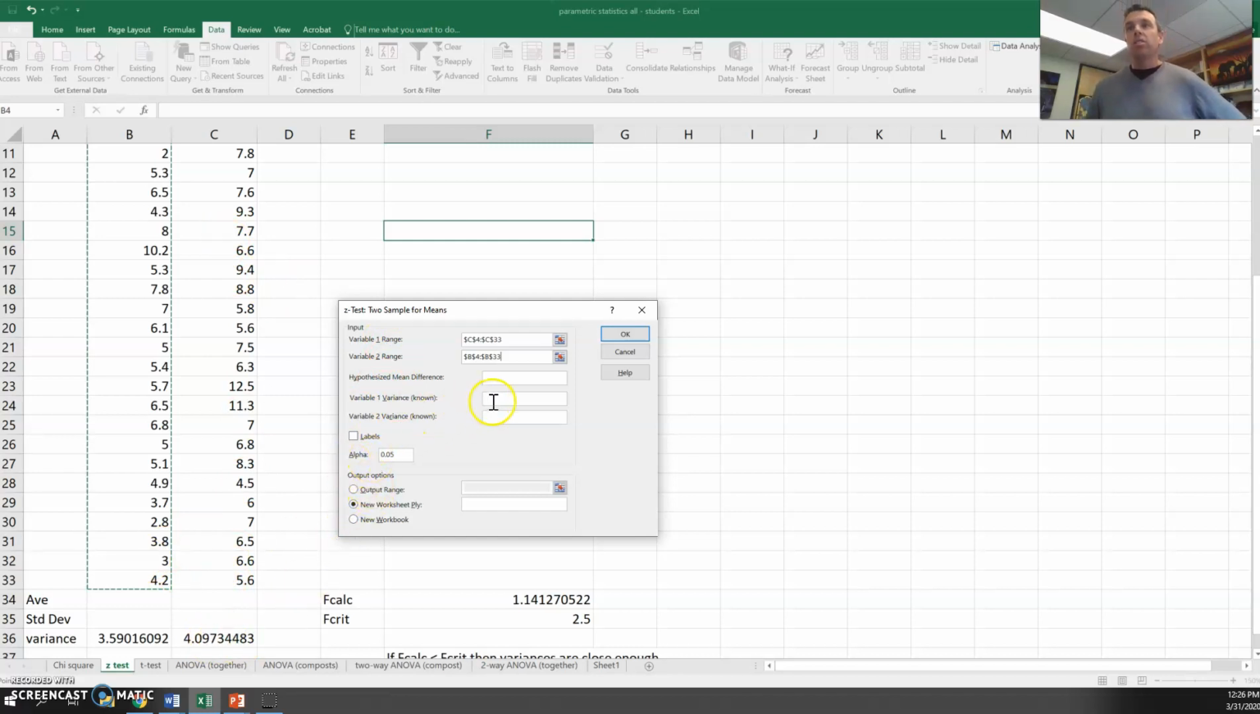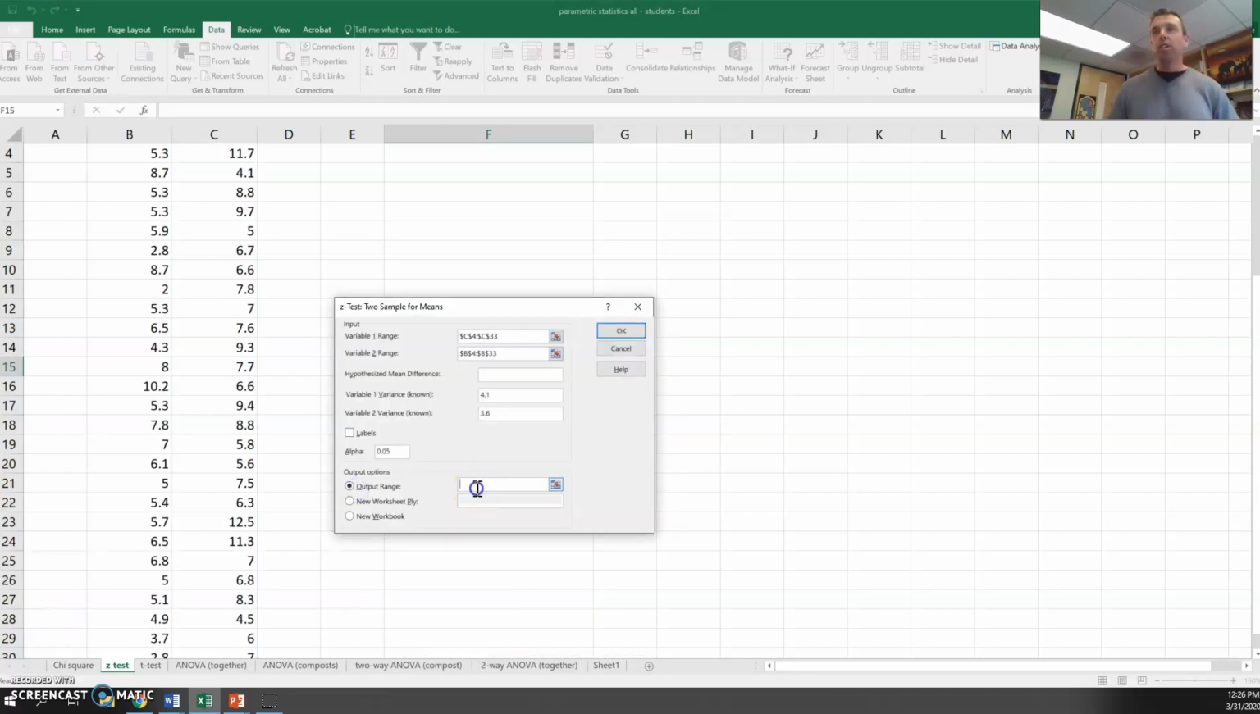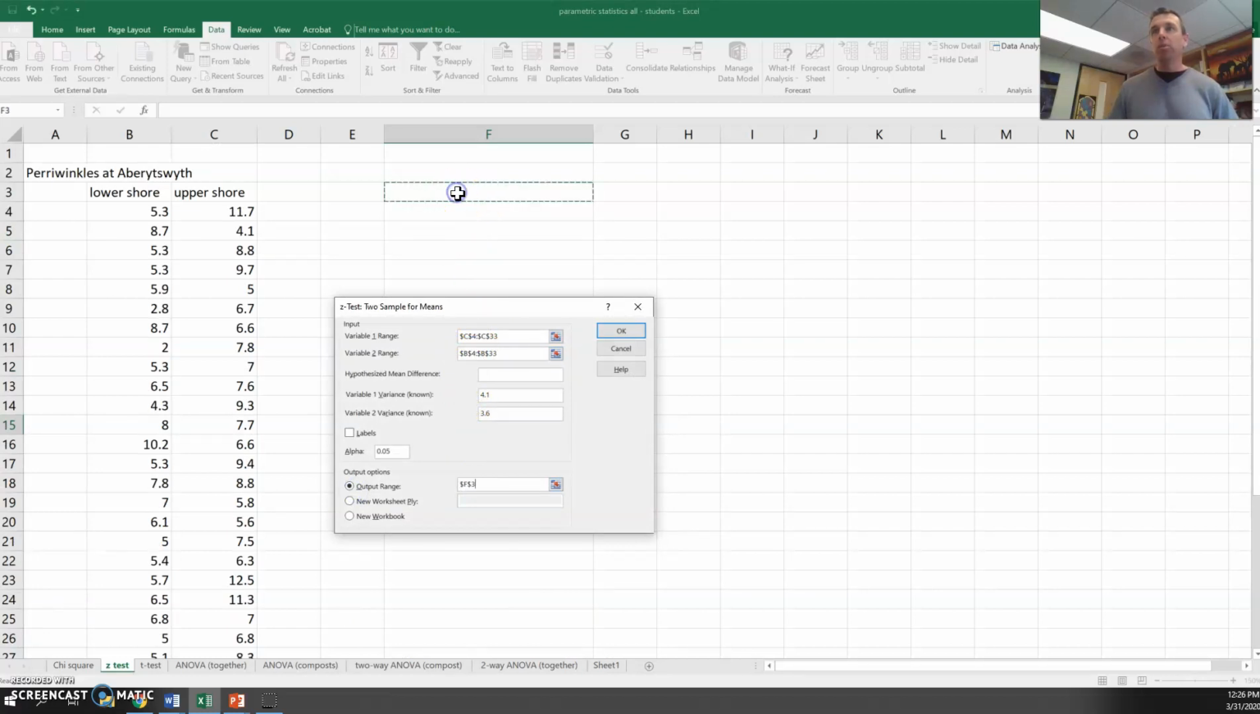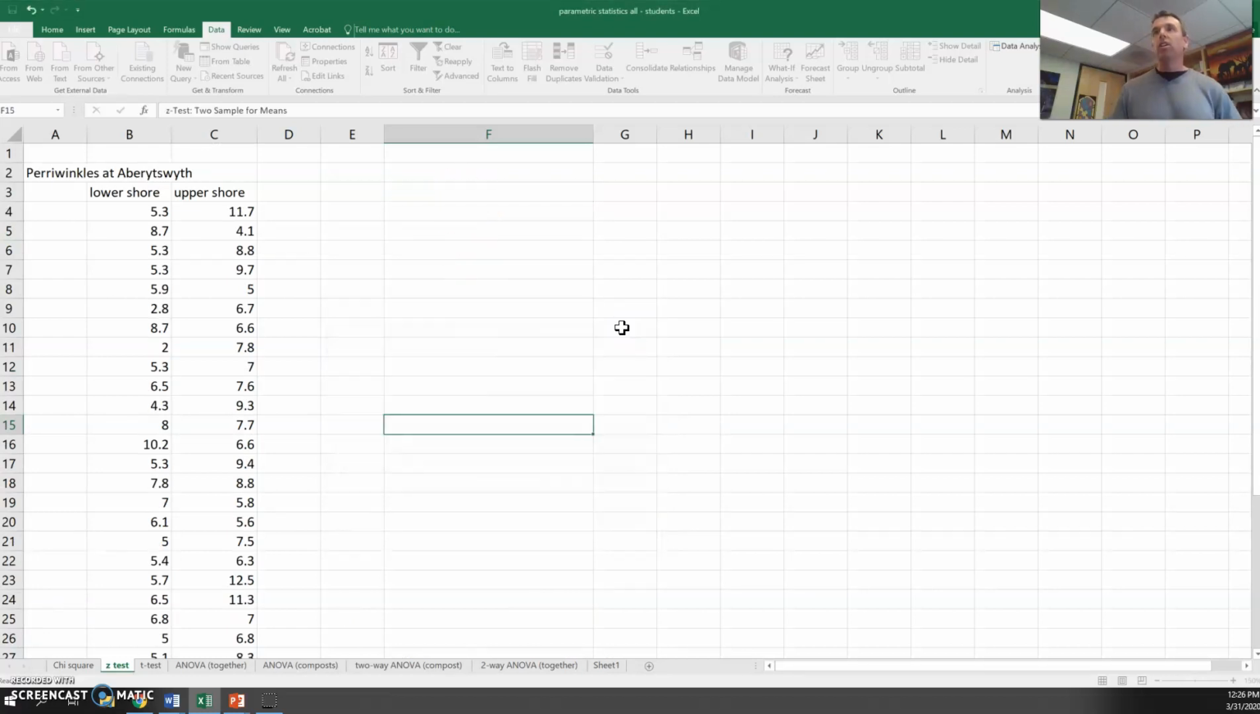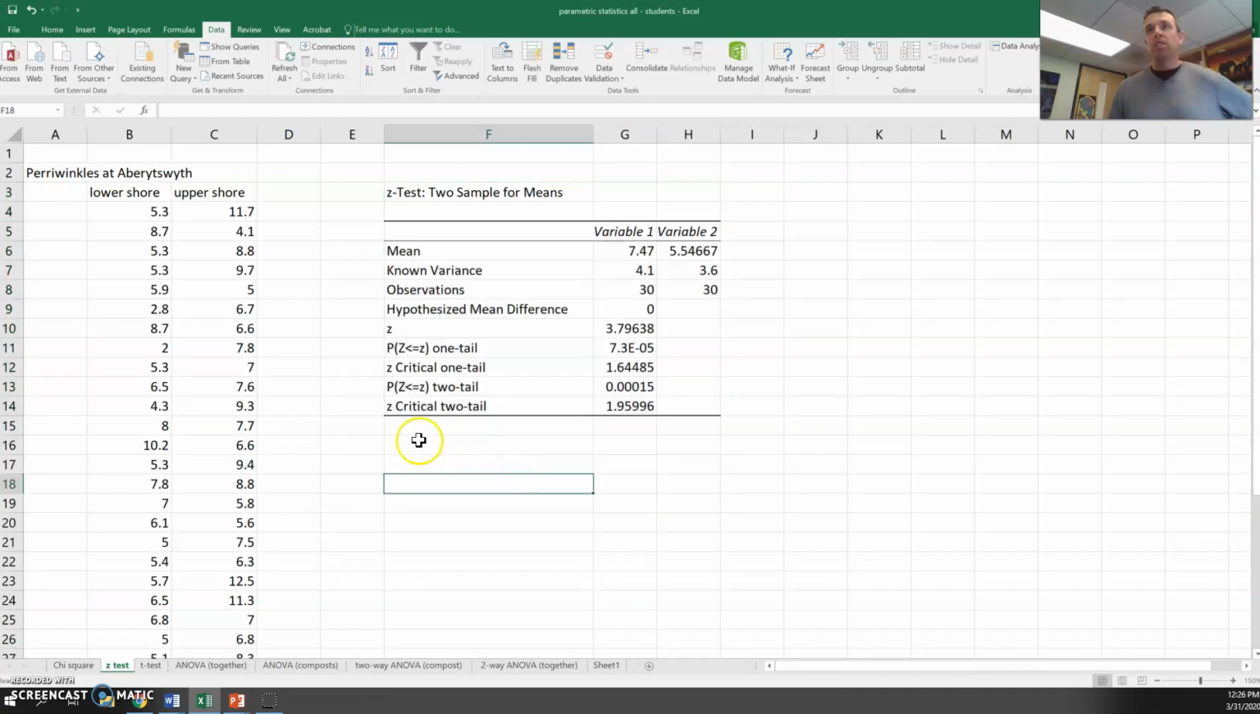Right? And so then I'm going to put in the variance. So the variance for variable 1 was 4.1. I'll just kind of round to that 1 decimal point. Variance 2 was 3.6, round to that same decimal point. And then my output is where I want to make this data go, and it's going to be a table, so I need to give it some space. And then there is my z-test. So the z-test, here's one-tail versus two-tail. This is two-tailed again, and when in doubt, it's always two-tailed. All right, so the p for my two-tailed test is 0.00015.